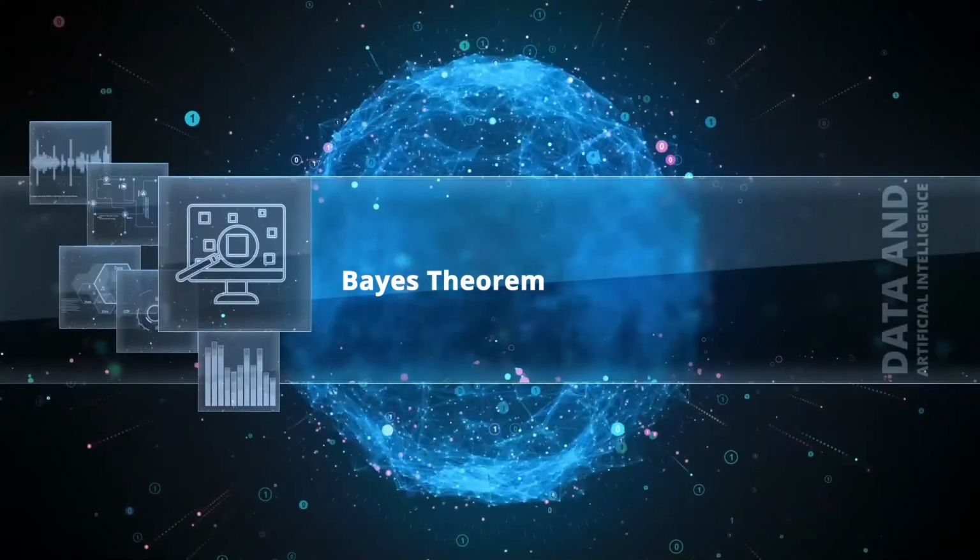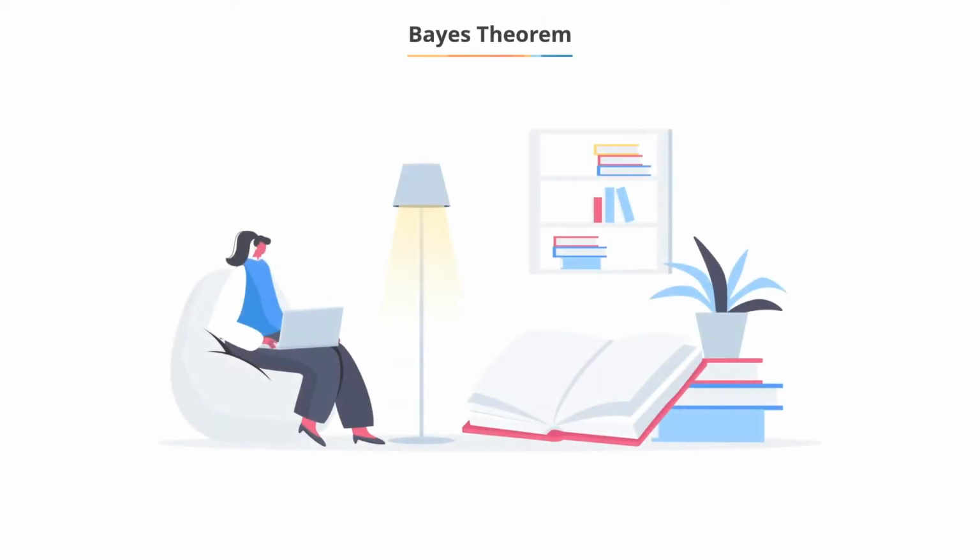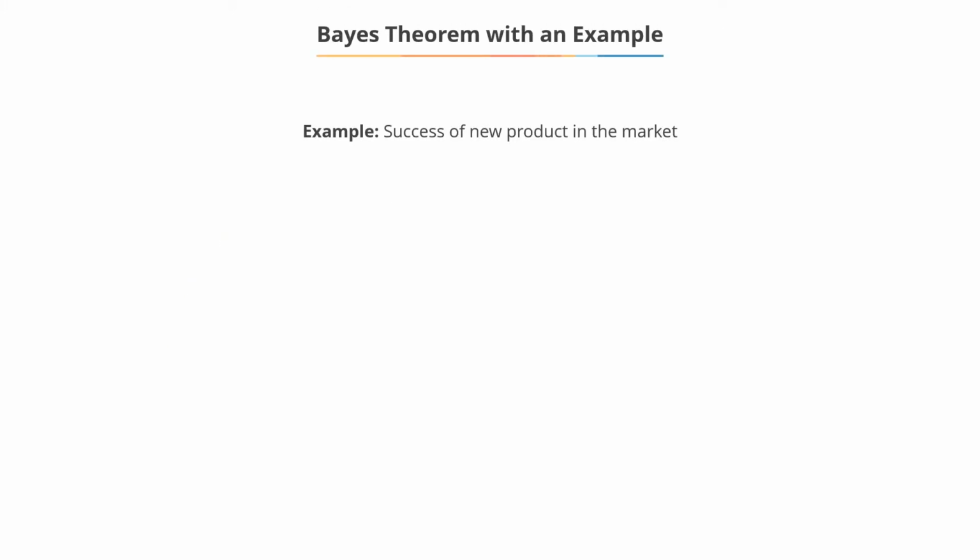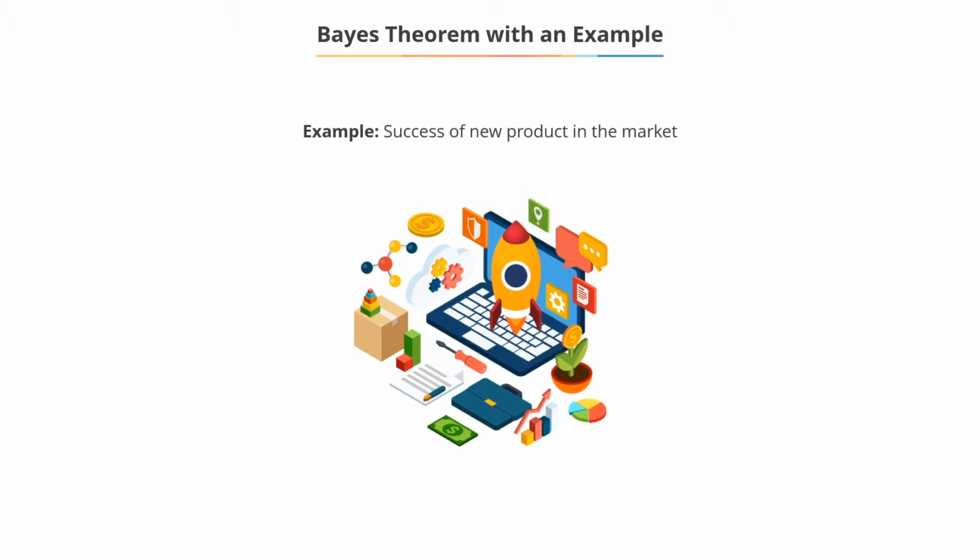Bayes' theorem. Bayes' theorem is the last theorem in the concept of probability. Let's understand it. Suppose a company is ready to launch a new product and likes to ascertain the probability that it will be a success in the market.